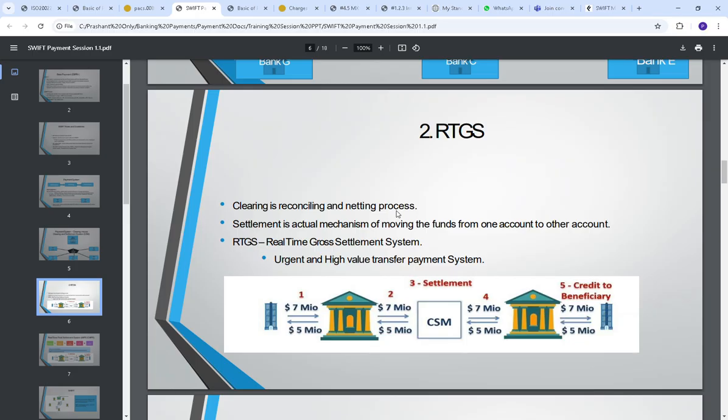Now the next term is clearing, which all the UPI payments work with, instant value transfer. Clearing is a reconciling and netting process. Reconciling means you are calculating the amount and netting the difference of the amount. Settlement is the actual mechanism of moving the funds.